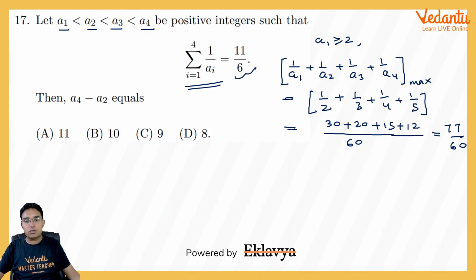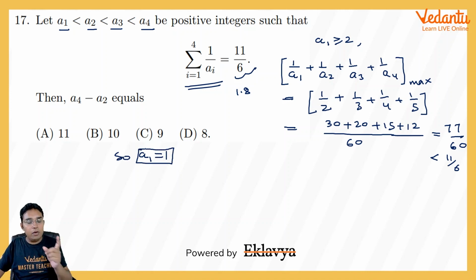11 upon 6 is close to 2, or precisely 1.8 something, whereas this will be 1.3 something. So you can see it is less than 11 by 6. So if someone chooses A1 to be 2 or higher, then this sum cannot become equal to 11 by 6. So this directly says that A1 has to be equal to 1.